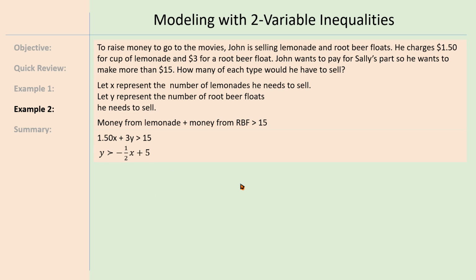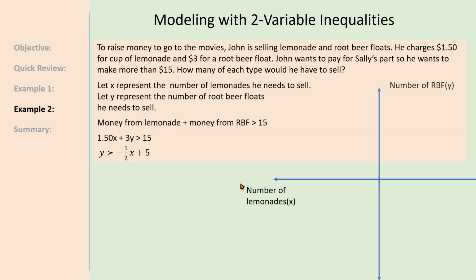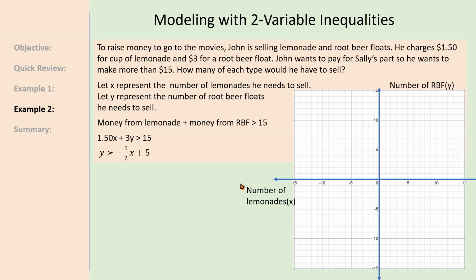So here I have that, and I'm just going to go ahead and graph this. So x is my number of lemonades, y is my number of root beer floats. On my coordinate plane, I'm going to graph that line. And it's going to be a dashed line because there is no equal sign here. And then to know which side to shade, I pick a point to test. If the point works, everything will work. If the point doesn't, then the other side will work.